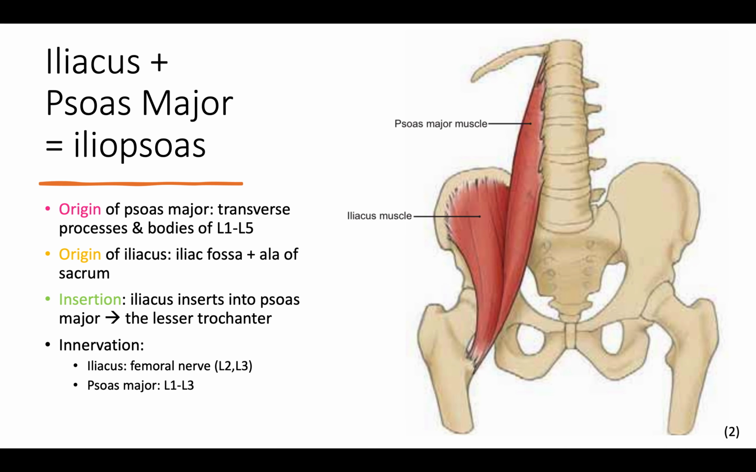First, it's important to cover the muscles of the iliac region. The origin of the psoas major is the transverse processes and bodies of L1 to L5, and the origin of the iliacus muscle is the iliac fossa and the ala of the sacrum. The iliacus inserts on the tendon of the psoas major, and together they insert into the lesser trochanter of the femur. The innervation of the iliacus is the femoral nerve from branches L2 and L3, and the psoas major is innervated by L1 to L3 branches.